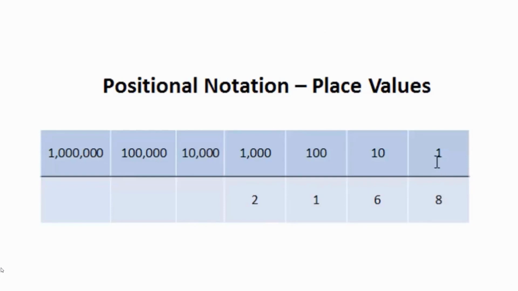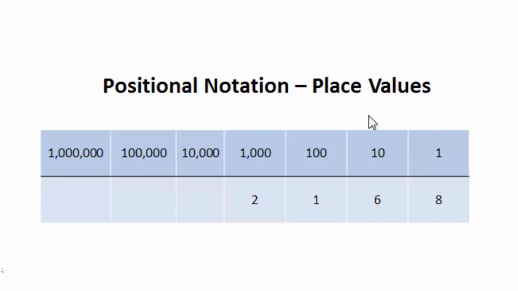have the ones place, the tens place, the hundreds place, the thousands place, 10,000, 100,000, and million. These are the place values of the base 10 decimal number system. You can see that we have the number 2 in the 1,000s place, so we have two 1,000s. We have a 1 in the hundreds place for 100. We have 6 in the tens place for 60, and we have 8 in the ones place for 8. So effectively, we have two 1,000s, one 100, 6 tens for 60, and 8 ones for 8.